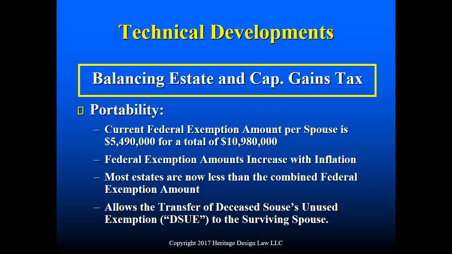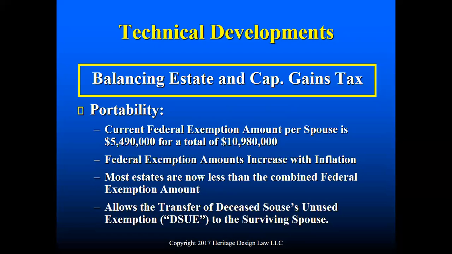The third concept that we need to talk about is portability. So the current federal exemption amount per spouse is $5,490,000 for a total of $10,980,000, nearly $11 million. And please note, the federal exemption amount increases with inflation, and people have done calculations and have found that it's really hard for the value of a person's assets, through growth, to keep up with the rate of inflation that gets applied to the federal estate tax exemption amount.